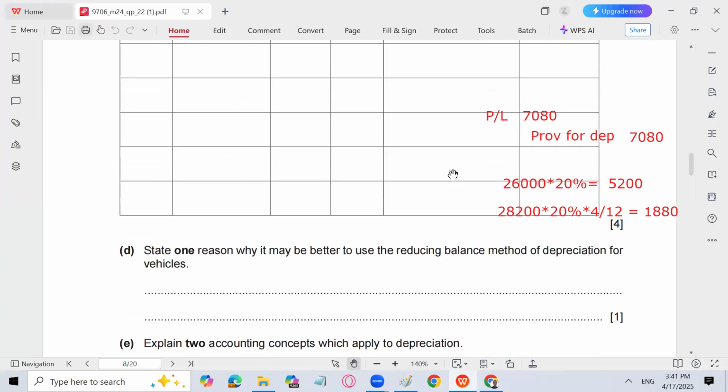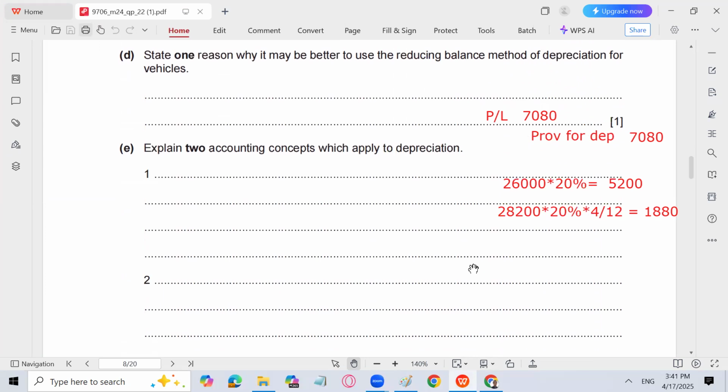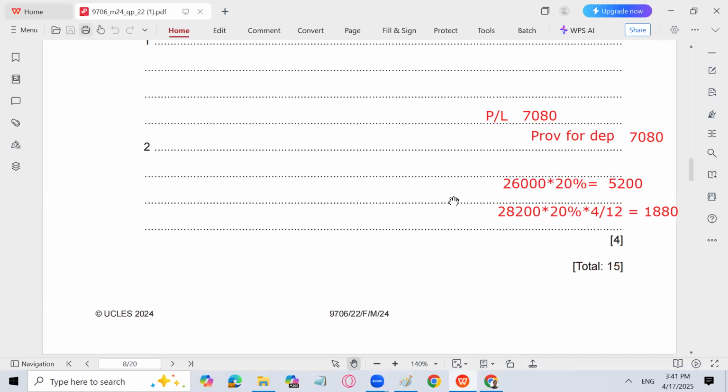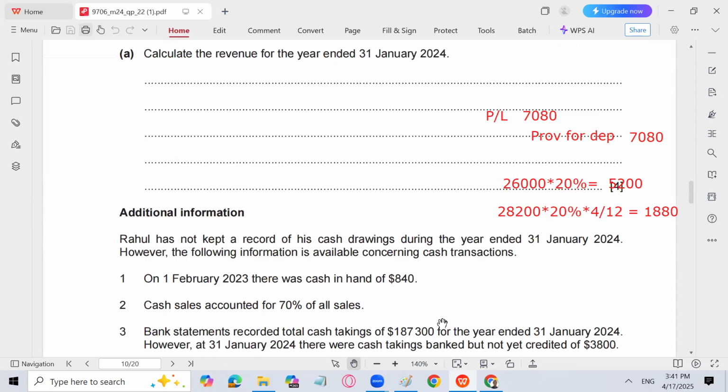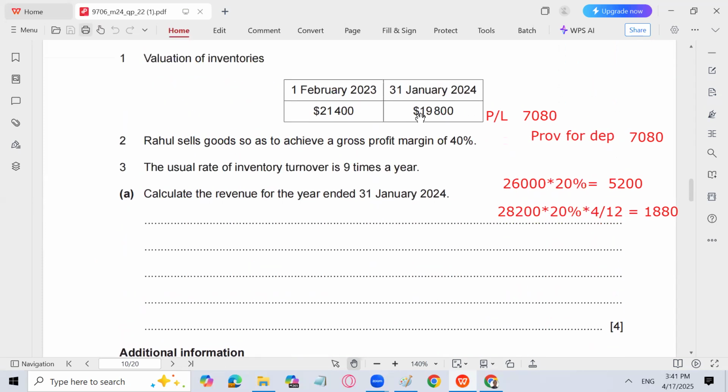State one reason why it may be better: the reducing balance method gives you a more accurate amount of depreciation, and for vehicles they decrease their value more in early years and less in later years. Repair and maintenance costs will not be there at the start. It will increase with the passage of time. That's why the reducing balance method is the better choice. Two accounting concepts which apply to depreciation: I told you, prudence, consistency, matching, accrual. So this is the end of the question. Okay, any problem?